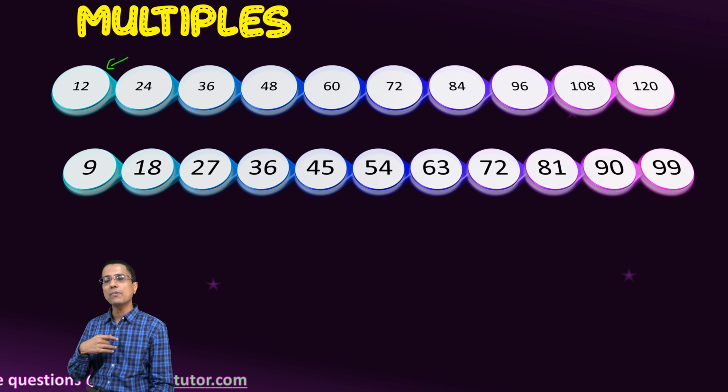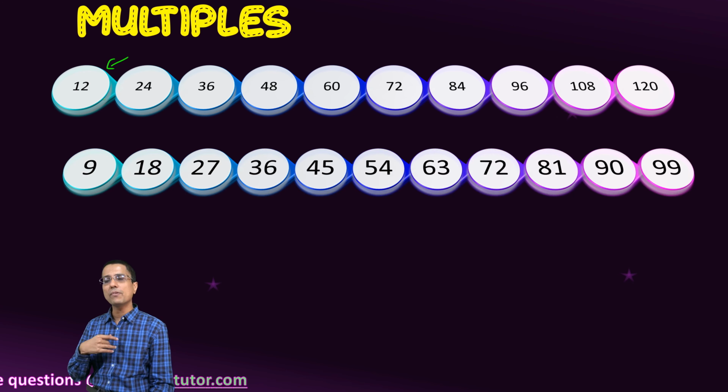Each time I multiply the number with an ever larger number, I would get ever larger multiples. So this series would never end. The series of multiples never ends. That's the first thing to note. Second thing is that the number is always a multiple of itself.